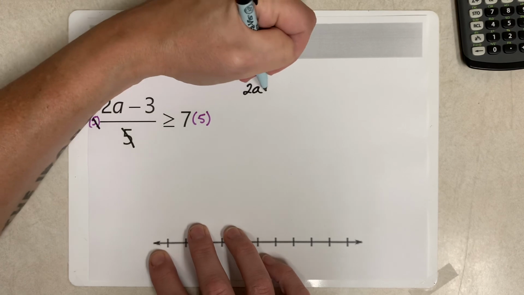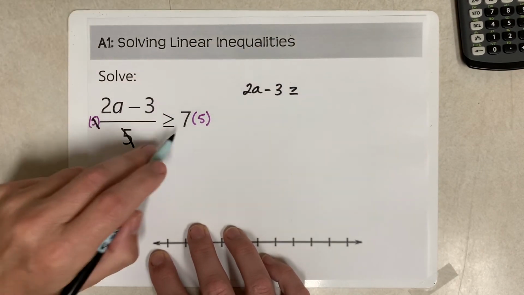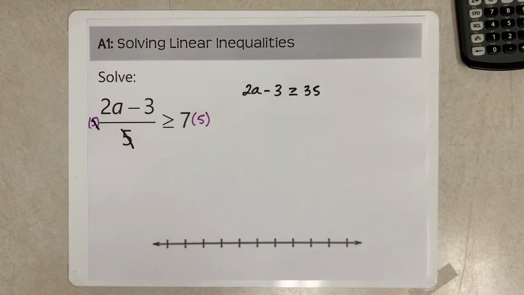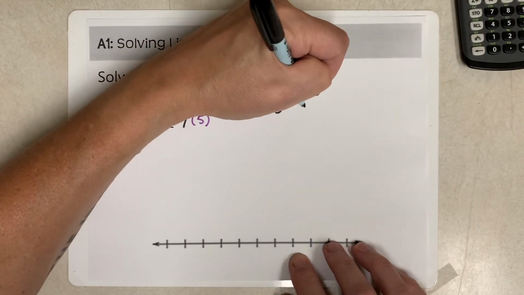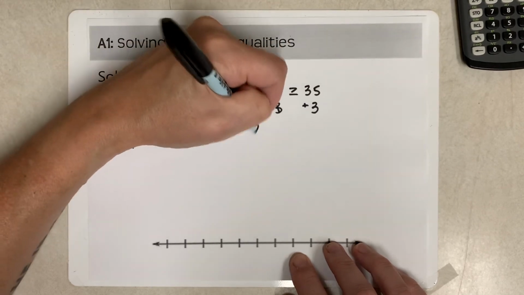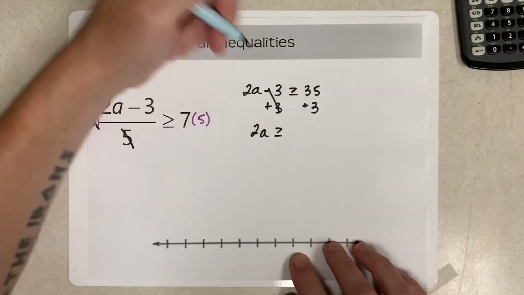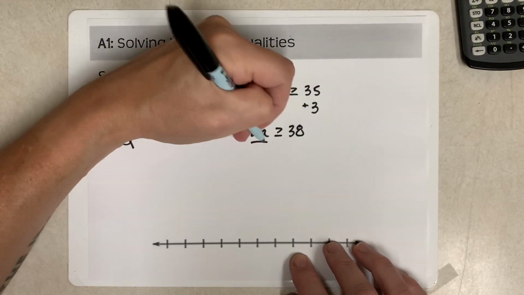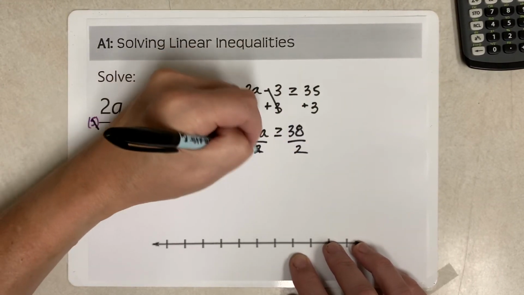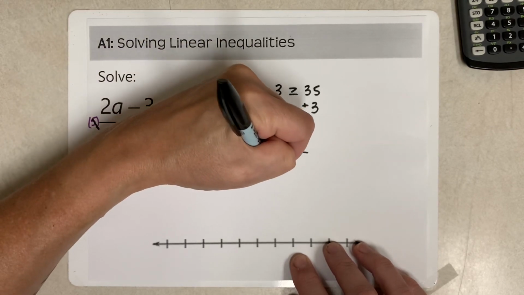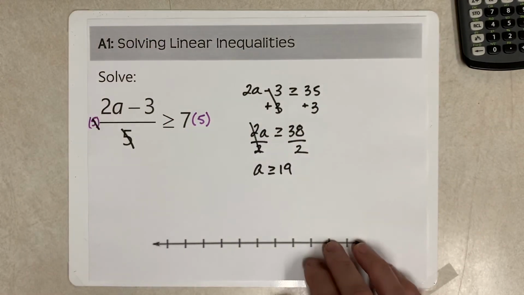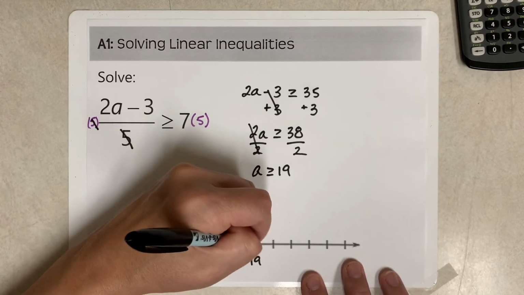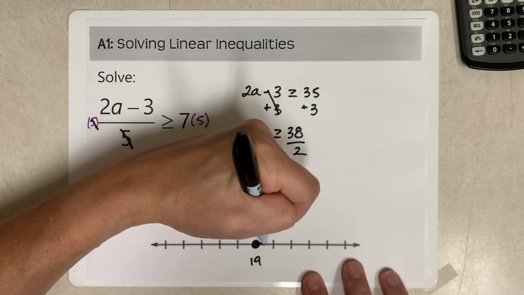So now I have 2a minus 3 greater than or equal to 7 times 5 is 35. Okay, so now I'm down to a two-step. Add 3, and this just becomes natural now. 2a is greater than or equal to 38. Divide by 2. And I have a greater than or equal to 19. And so I need a 19 right in the middle. That would be a closed circle because it has the equals part on it, and shaded to the right.